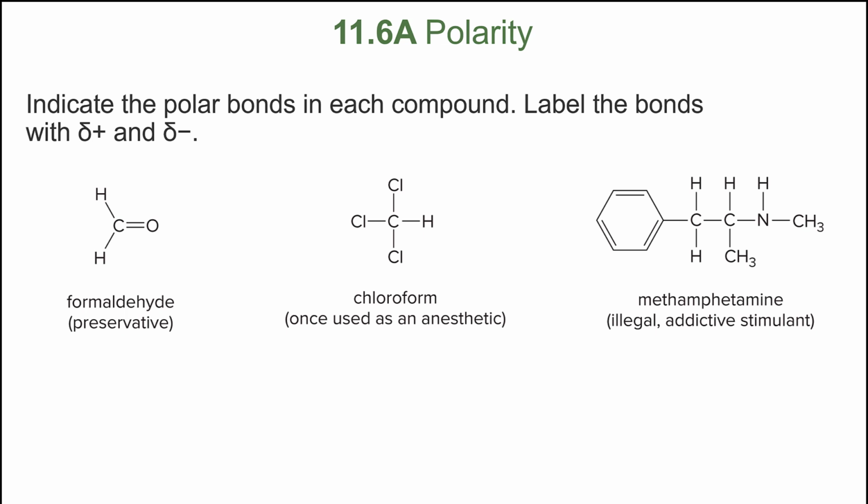Here we can use the partial positive and partial negative to indicate where our polar bonds are. So this is partially positive, that carbon is, and oxygen is going to be partially negative. So that's formaldehyde, which is a preservative. Chloroform used to be used as an anesthetic before they found out that it actually could kill people in too strong of doses. So we can use the halogens here, the chlorines are partially negative, and our carbon is partially positive. And then we have methamphetamine, which is an illegal addictive stimulant. The nitrogen is partially negative, and these flanking carbons are partially positive.